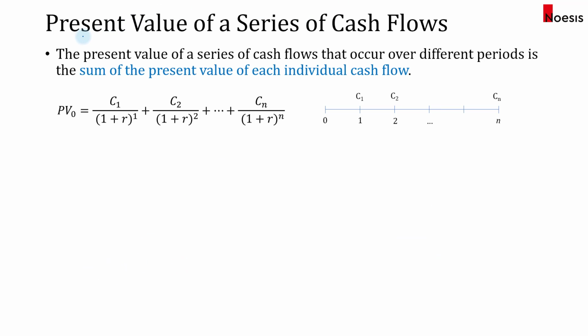Now, if you want to find the present value of a series of cash flows, what we'll need to do again is, for each of the cash flows, we will take the present value up to, let's say, period 0 in this case. So with as many cash flows as you have, you just have to discount them, and discount means that we'll divide it by 1 plus r to the power of the time period.